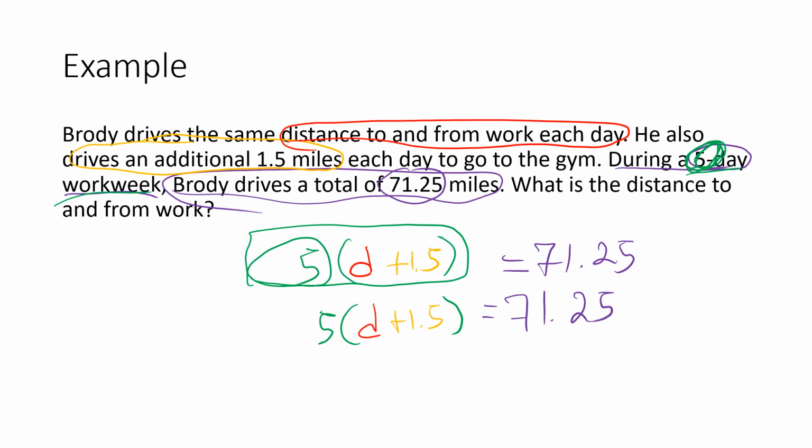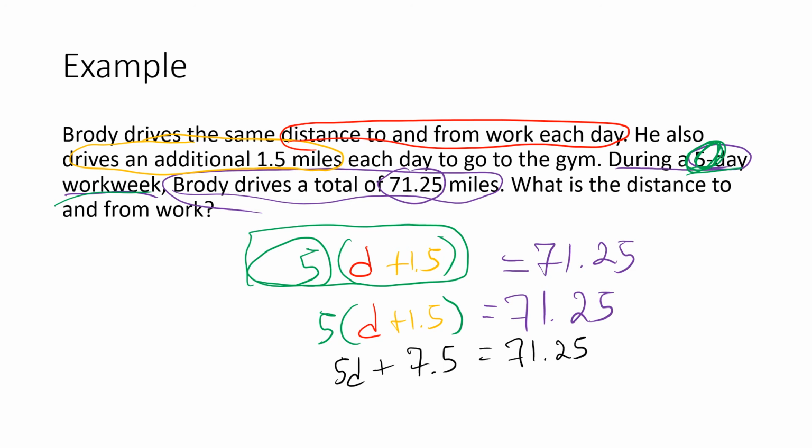So in order to do this, we're going to divide this side by 5. Oh, sorry, we're not going to do that. We're going to distribute. I just didn't realize this. So we're going to have a new equation: 5d plus 1.5 times 5 is 7.5, and that's still going to equal 71.25.